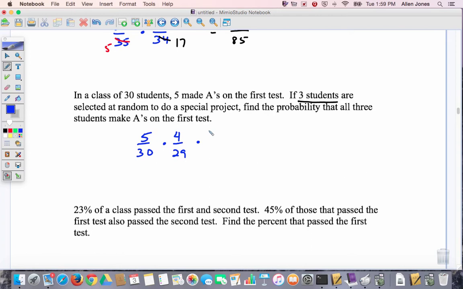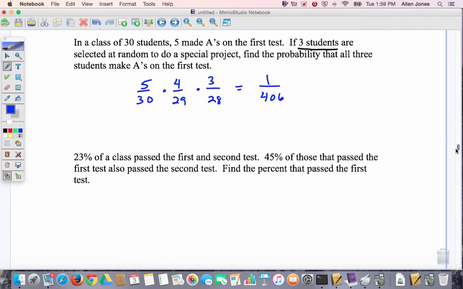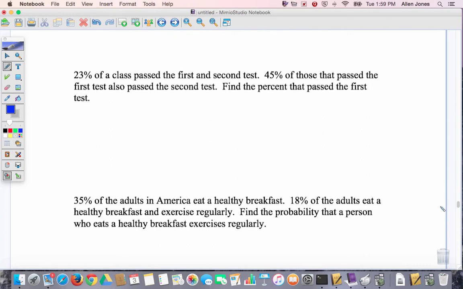We've now selected somebody who got an A on the first test, so there are 4 people left that made A's, 29 total people to choose from. And then we select one more, 3 people left that made A's, 28. And if we go ahead and multiply that, we can do some canceling. We get 1 out of 406. I'll leave the canceling to you or your calculator.